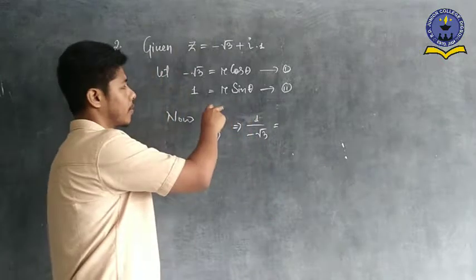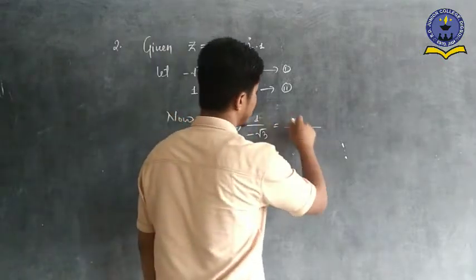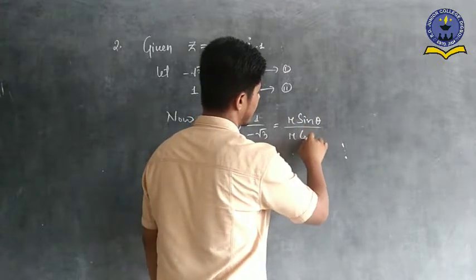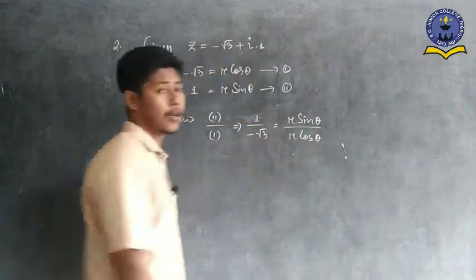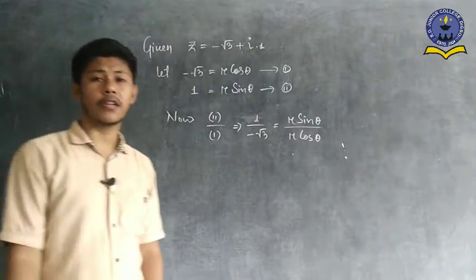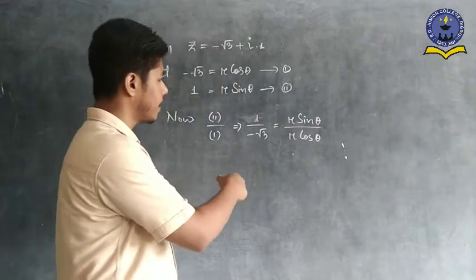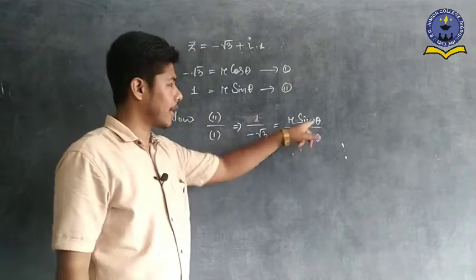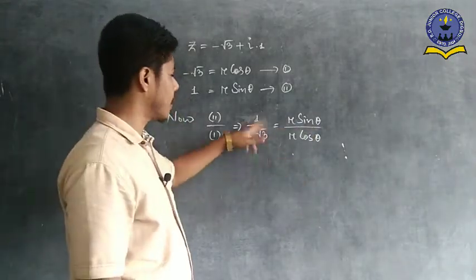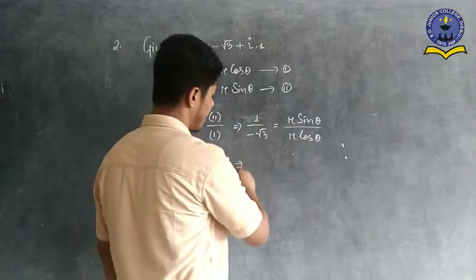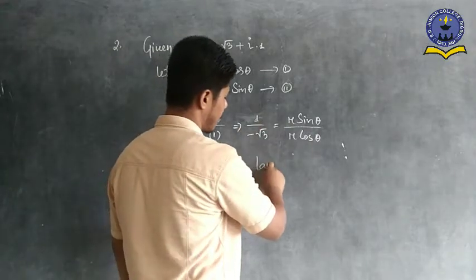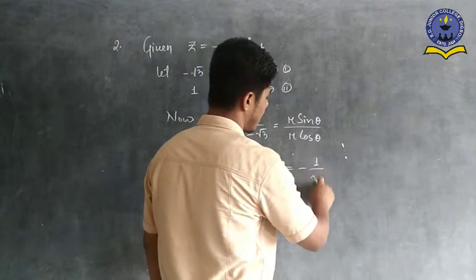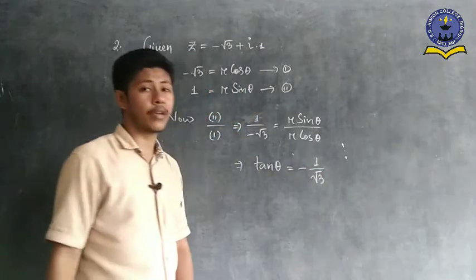And in the right-hand side, what do you have to write? R sin theta by R cos theta. Is it clear? Now if we calculate this, R cancels. Sin theta by cos theta means what? Tan theta. Tan theta equals minus 1 by root 3. This is the result we get here.